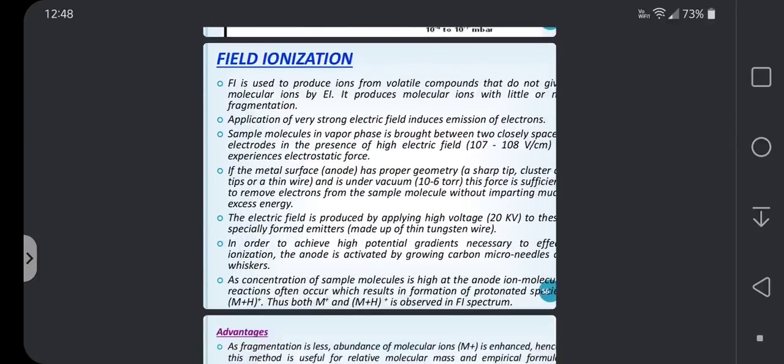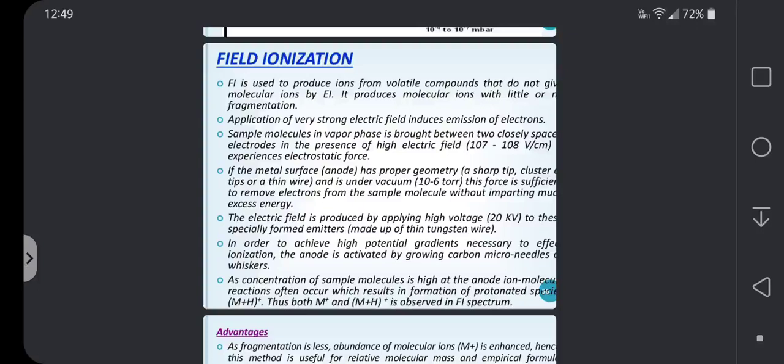Field ionization is used to produce ions from volatile compounds that do not give molecular ions by electron impact ionization. It produces molecular ions with little or no fragments. Application of a very strong electric field induces emission of electrons.